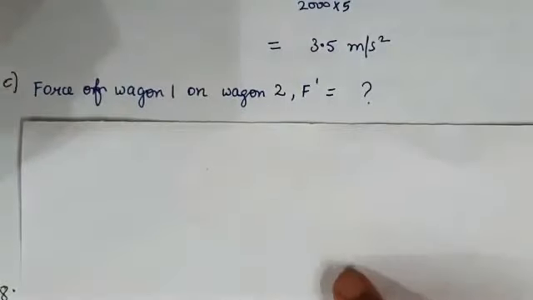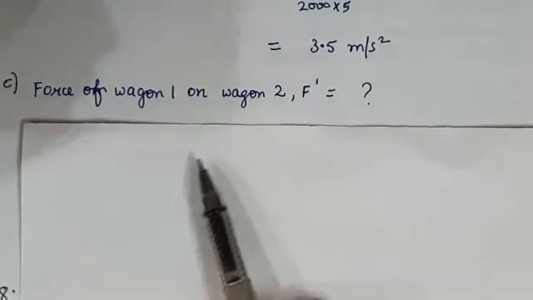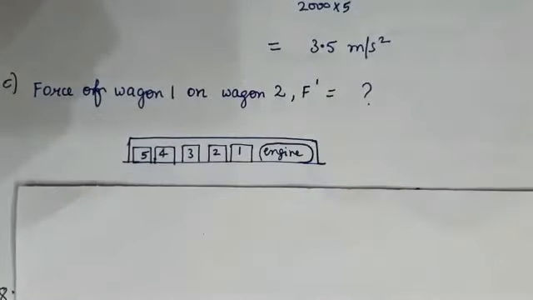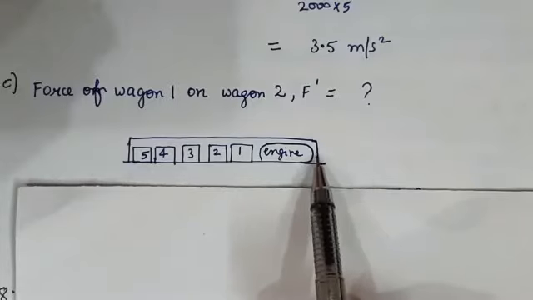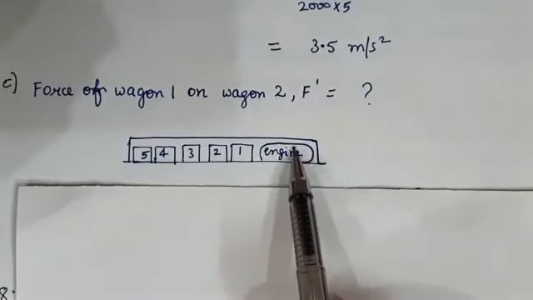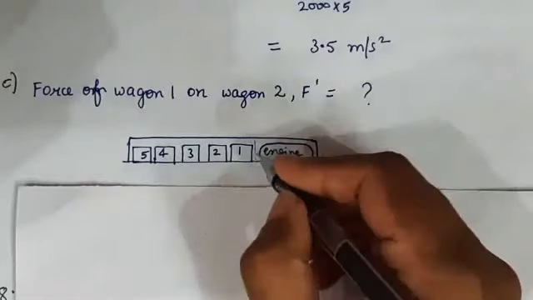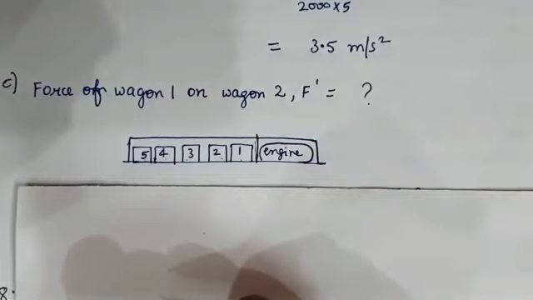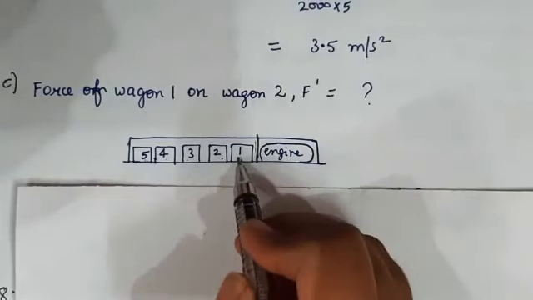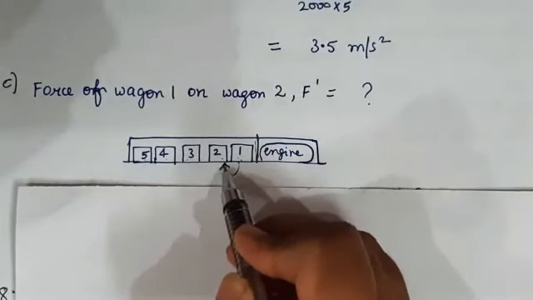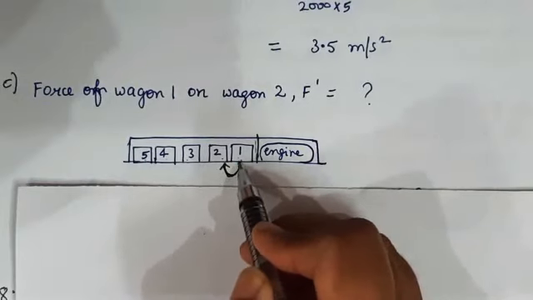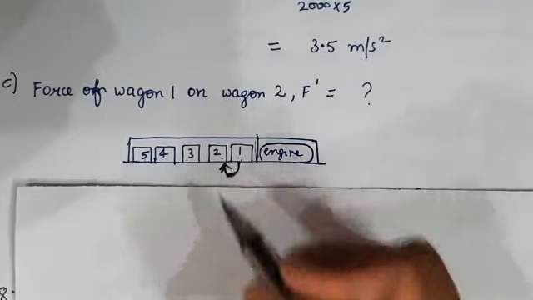Now C part is calculate the force of wagon 1 on wagon 2. You have to calculate this force. Okay, this is a train. Suppose this is the engine. These are the 5 wagons. Now you have to calculate the force of wagon 1 on wagon 2. Okay, you have to calculate this force which is exerted by wagon 1 on wagon 2.